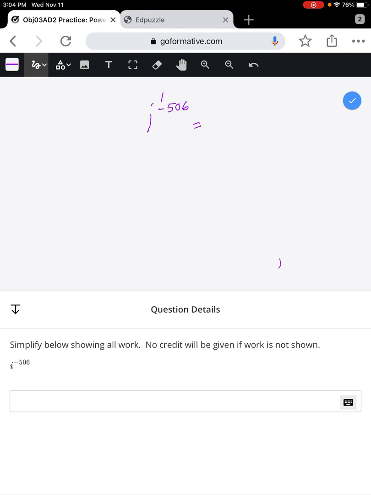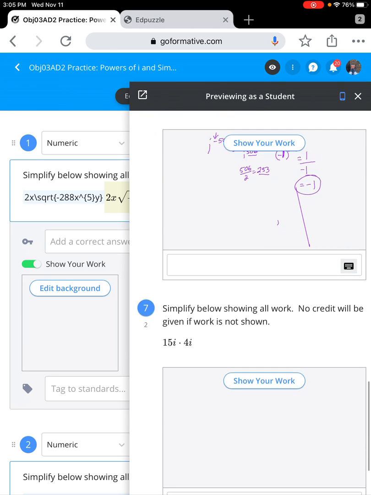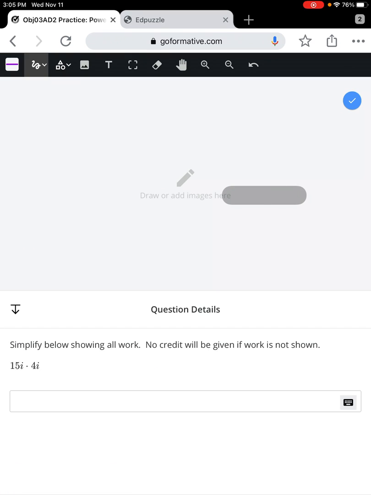i to the -506. Now this one, because that negative is in the exponent, you're just going to rewrite it in the denominator. So the 506 goes in the bottom. I still do the same thing. I take my 506 and I divide by 2. That's going to be 253. Okay, I have no remainder, so I just rewrite it. So that's going to be 1 over -1 to the 253 power, which is going to be 1 over -1, which is just simply -1.